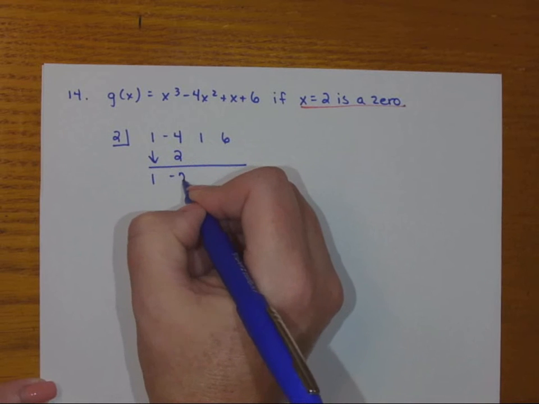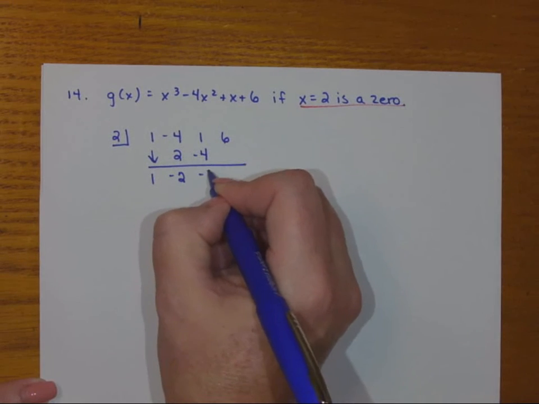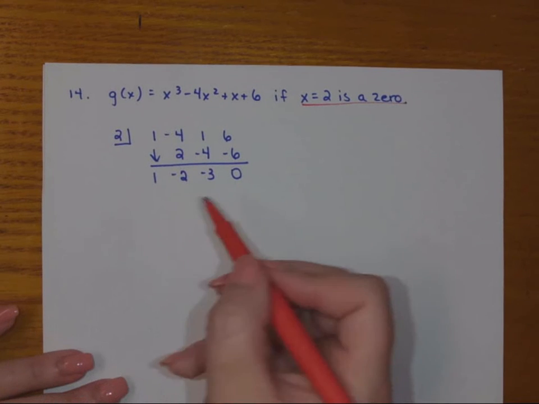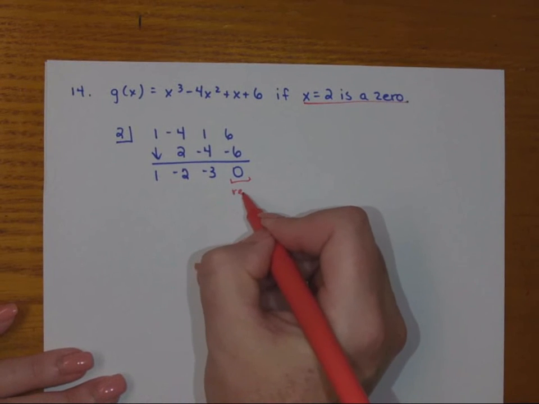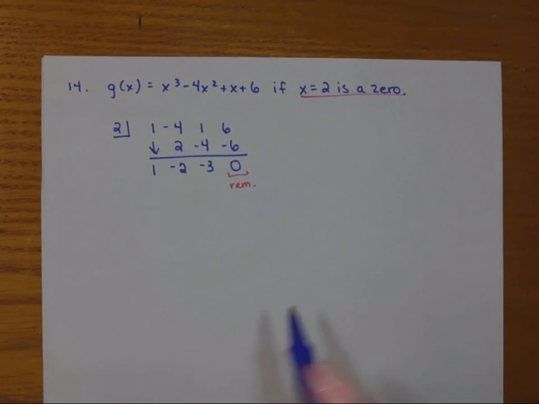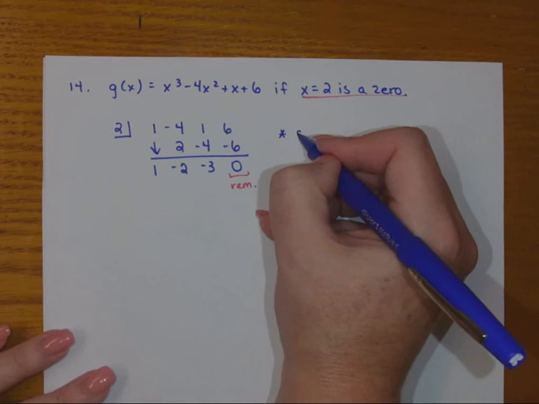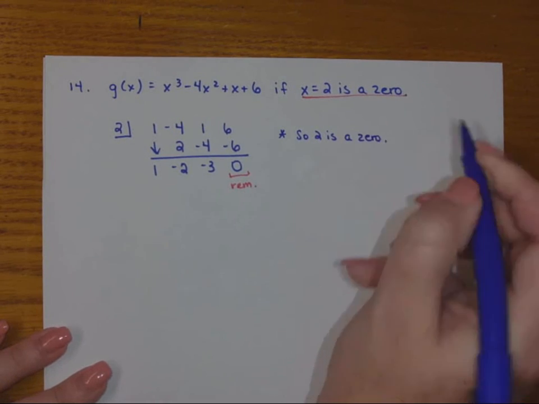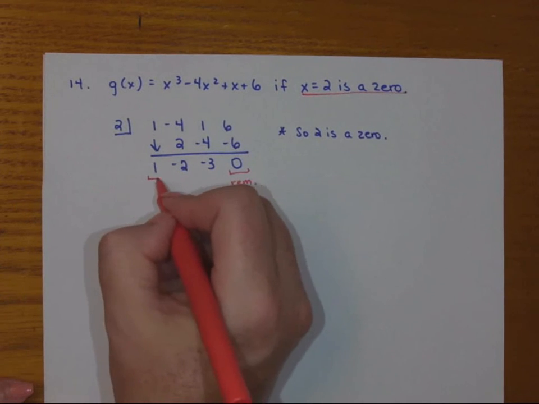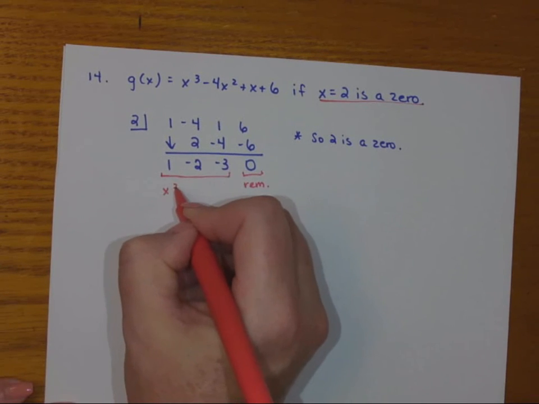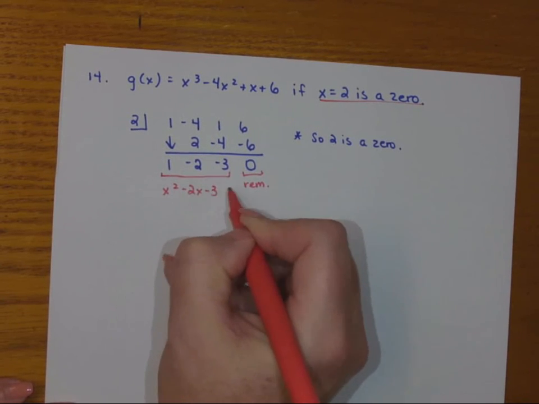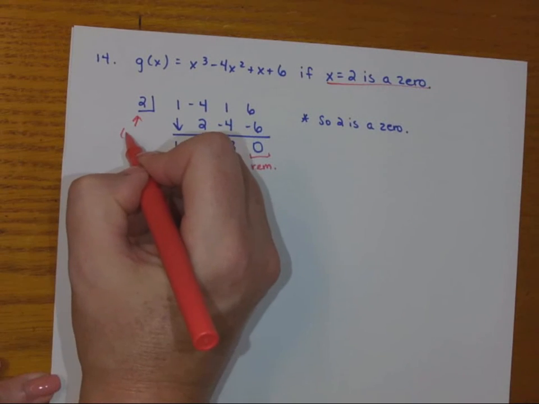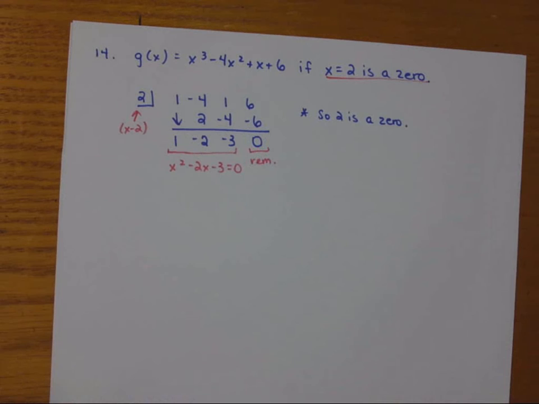And even though I told you it would work, you do need to go through the process, because the point is not just that it works. The point is that we get a reduced version to find our other ones. Okay, so we did get a remainder of 0, so 2 is a 0, which I already told you that it would be. But what I was hoping to get down to was this right here, x squared minus 2x minus 3. And I'm going to set that equal to 0. And by the way, remember this is x minus 2 when I get to the factoring step.